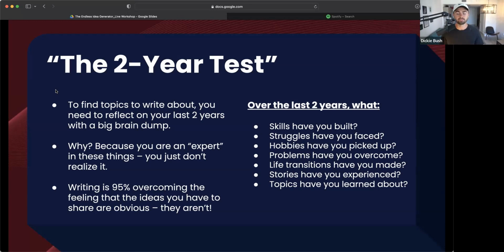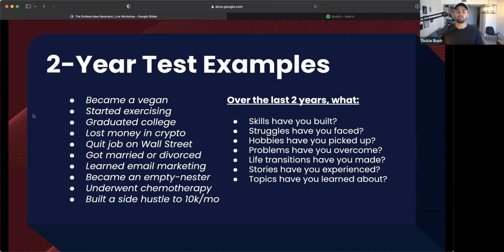So Cole, if you flip to the next slide, you'll see some examples. Maybe in the last 2 years, you went from, hey, I used to have a very strange diet to now, boom, I'm a vegan. Or maybe you just started exercising, or you graduated college, you got married, you learned email marketing. These are all the raw materials that you have at your disposal to start writing about. So the very first part of the endless idea generator is letting you realize, hey, no matter who you are, you have a ton to write about. And let's unlock that with the 2-year test.